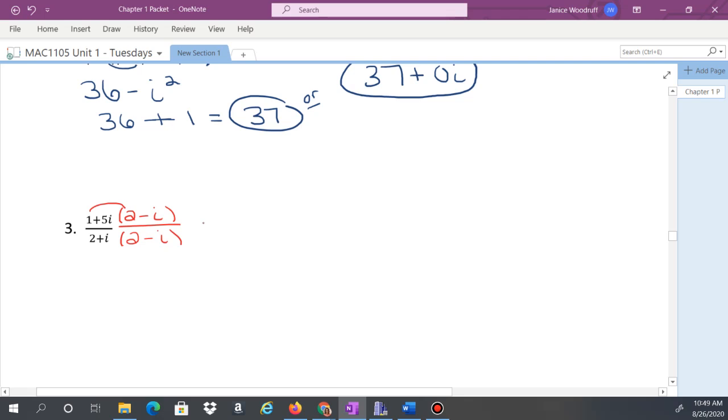So I'm going to go 1 times 2 is 2. 1 times negative i is a negative 1i. I'm going to put the 1 there. 5 times 2 is going to be 10, positive 10i there. And then 5i times negative i will be a negative 5i squared. Then we'll take the i squared and make that a negative 1. So that's negative 5 times negative 1 right here, so that'll give us a positive 5. And then let's see, negative 1i plus 10i will give us a positive 9i. 2 plus 5 is going to give us 7, so 7 plus 9i.